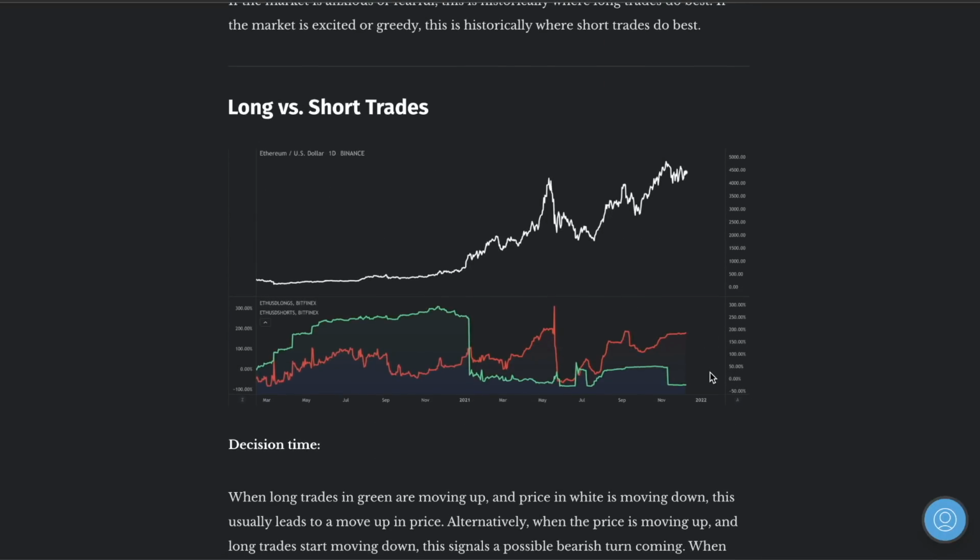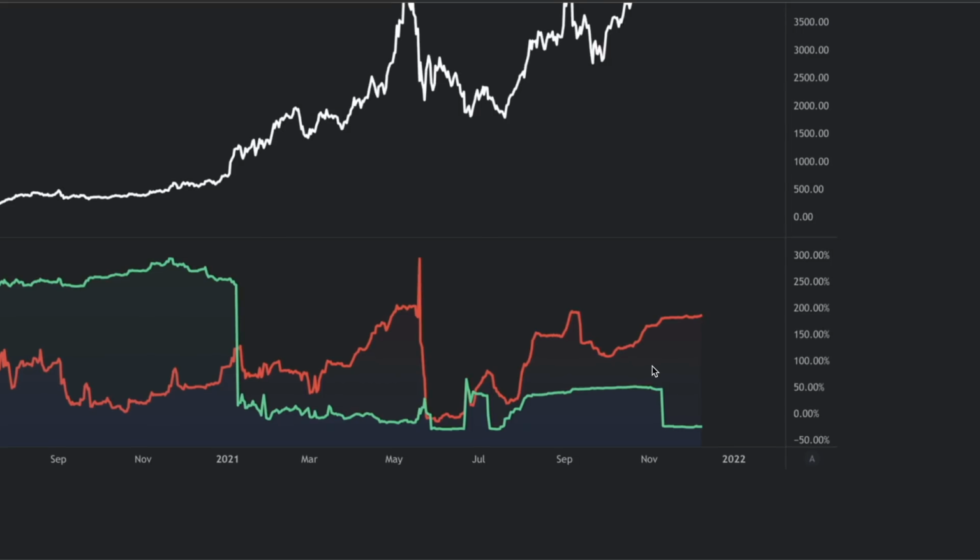This hasn't moved too much. Long trades have actually been moving a little bit out of the market, and short trades, if you guys look at this and we zoom in here, let me just get in here with you guys.